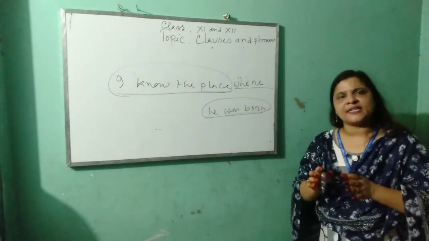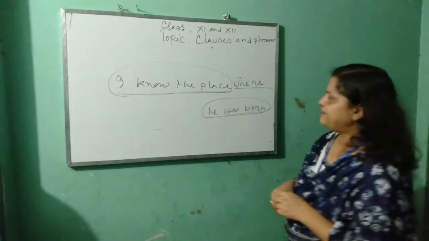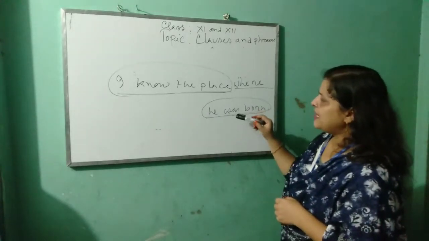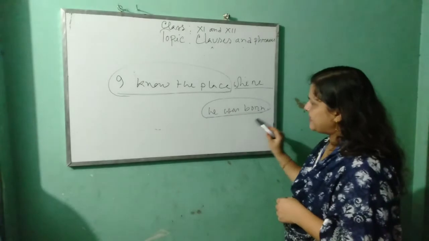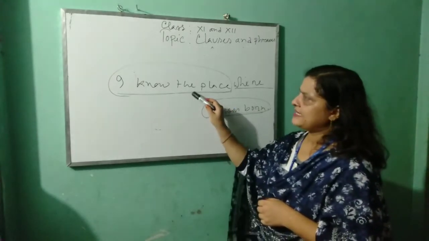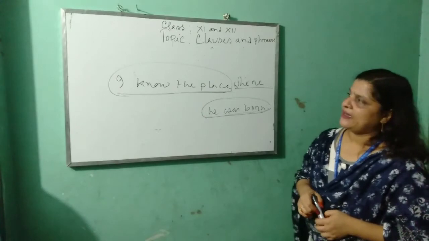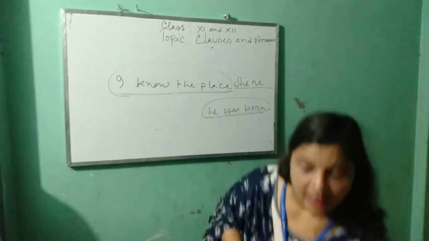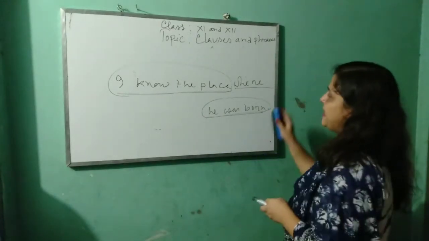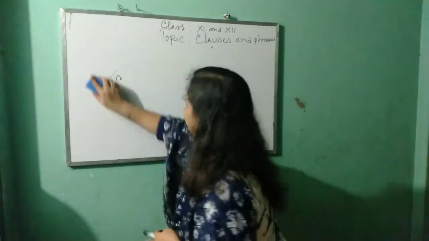Subordinate clause is always connected with a relative pronoun or conjunctions. So this is an example of a subordinate clause, and this is an example of a principal clause, okay? Now let us make a few sentences. Let us see a few rules on how to make clauses, okay?